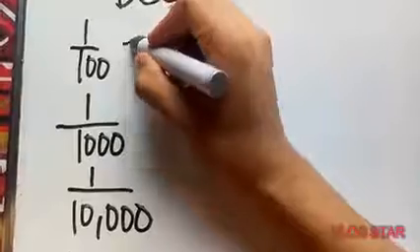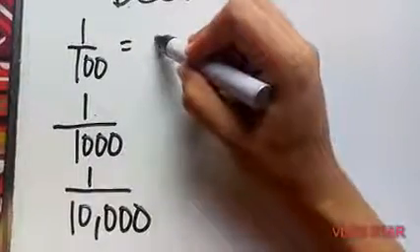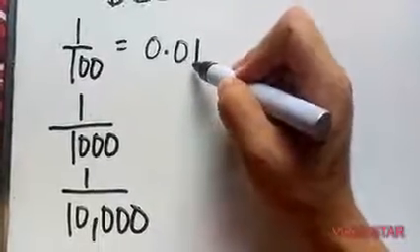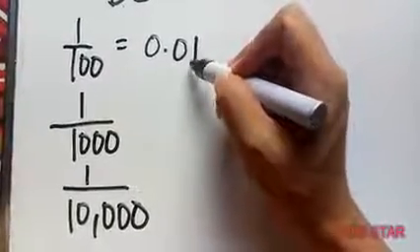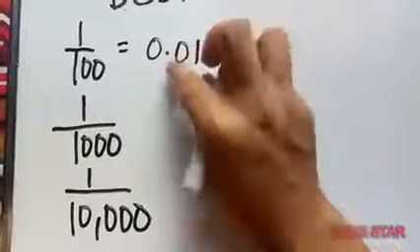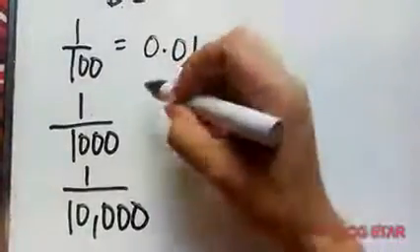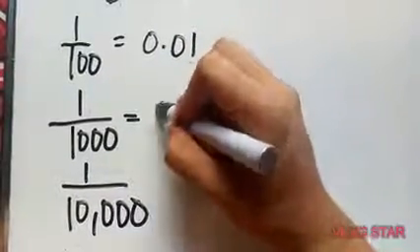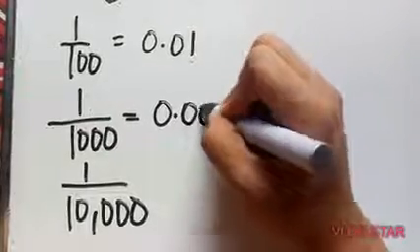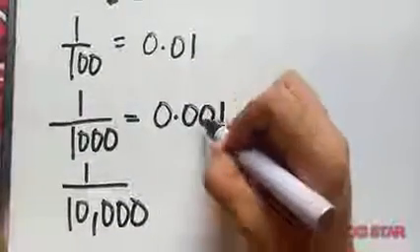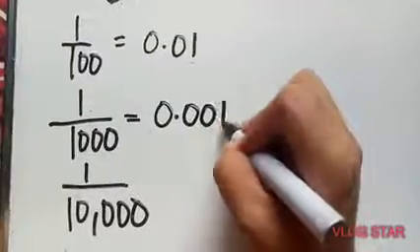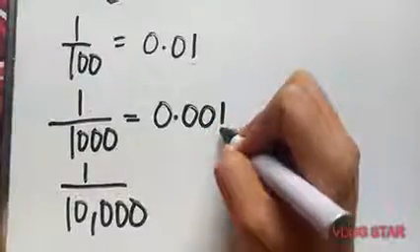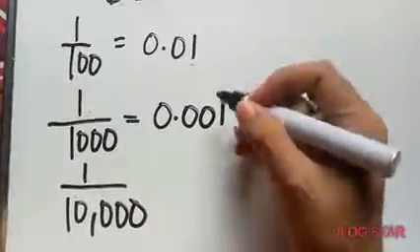So next is 1/100, or we can write it as 0.01. Tenths, hundredths. So we read this as one hundredth. Next is 1/1,000. So we can write this one as 0.001. Tenths, hundredths, thousandths. So we can read this as one thousandth.